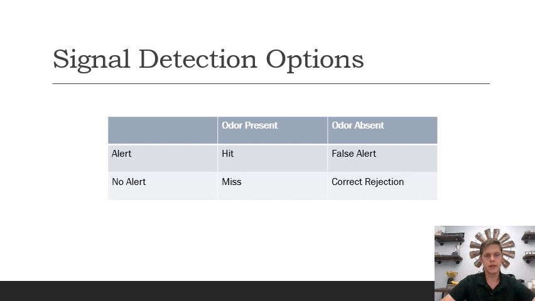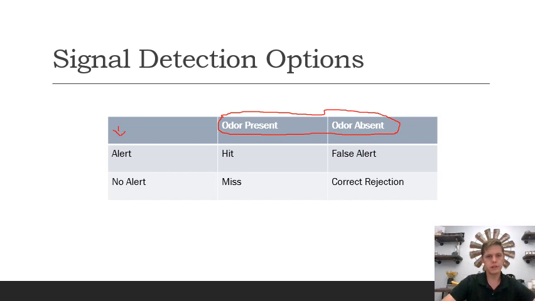Okay, so let's talk about some of our definitions first. Here, our first series of rows are the true state of the world, whether an odor is truly present or truly absent. And then here is the dog's performance. So does the dog alert or does the dog not alert?